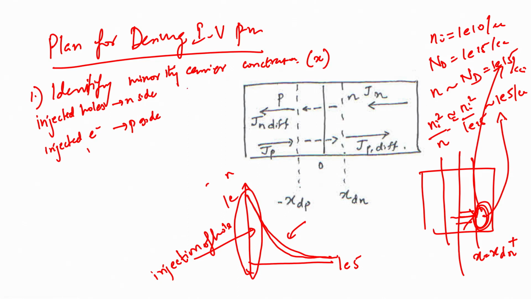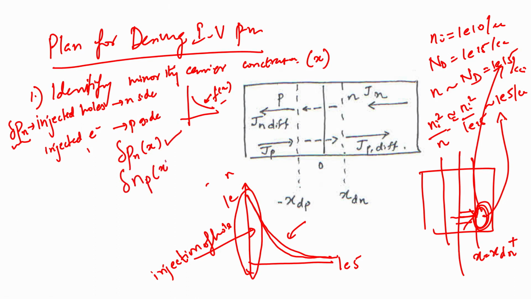We are going to find out what is this function, what is f of x that determines how the population of holes varies. Let me call this delta p on the N side, which is the excess holes on the N side. How does the excess holes on the N side vary with distance? We need to identify this first. How do the excess electrons on the P side vary with distance? We are going to identify this.